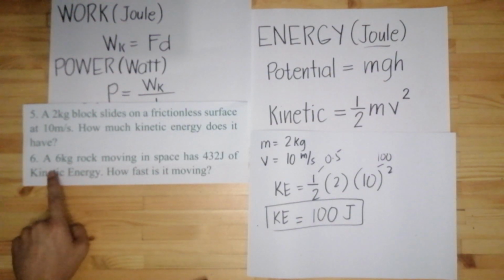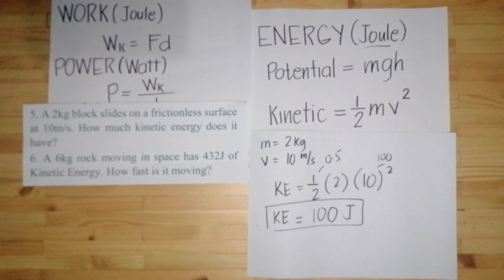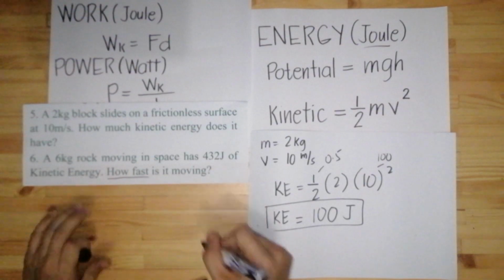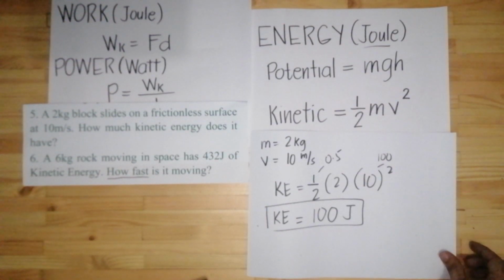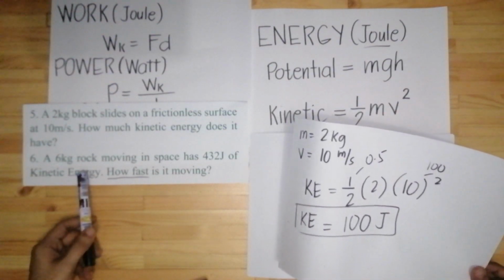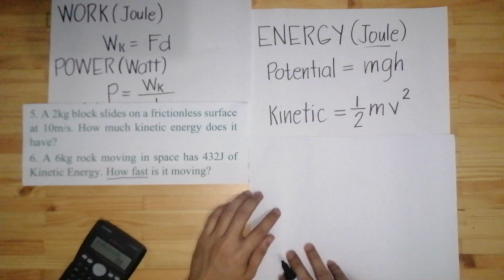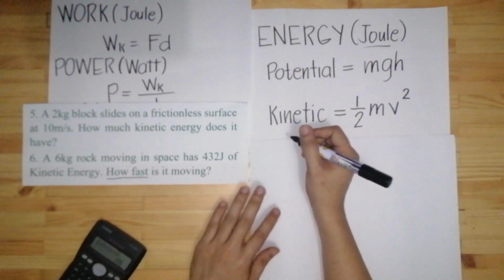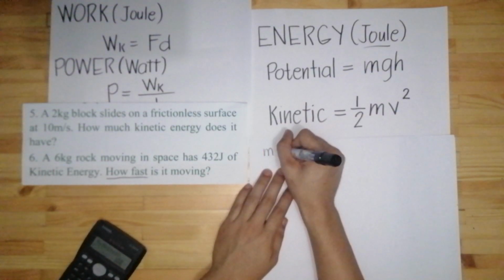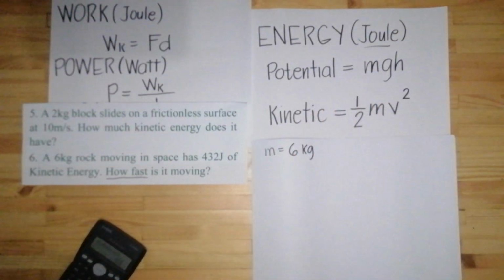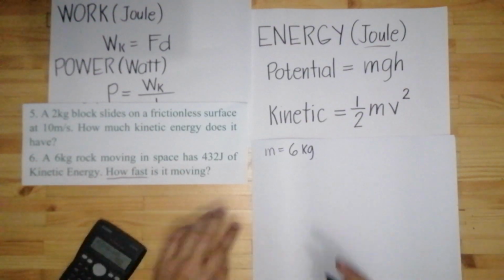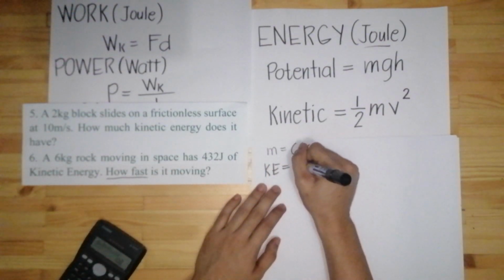Number 6. A 6 kilogram rock moving in a space has 432 joules of kinetic energy. How fast is it moving? Pag tinatanong how fast, ibig sabihin we're looking for the velocity. Velocity of the object or of this rock. So, ang gagawin nyo lang is kinetic energy formula pa rin, 1/2 mv squared. So, ang mga given natin ay itong mass na 6 kilograms. Next is, meron tayong 432 joules of kinetic energy. So, meron tayong kinetic energy na 432.